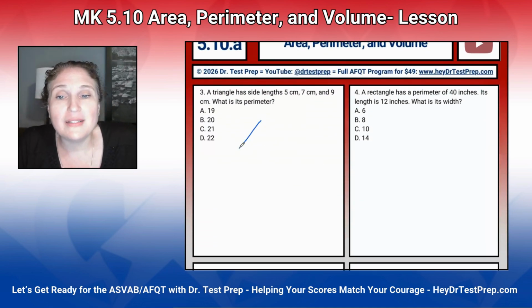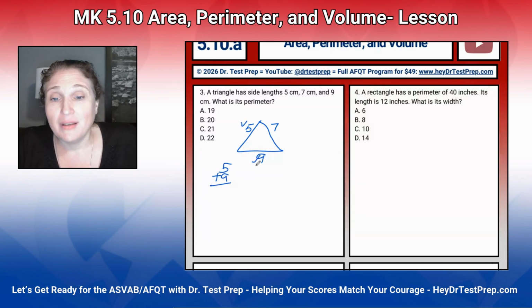Here, a triangle has sides of 5, 7, and 9. What's the perimeter? All we do is we add all the sides. 5 plus 9 gives us 14, plus 7 more gives us 21.